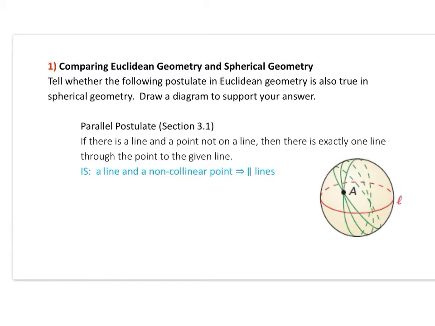Alright, let's take a look at example 1, where we're going to compare Euclidean to spherical geometry. We're going to tell whether the following postulate in Euclidean geometry is also true in spherical geometry. Drawing a diagram to support your answer will be helpful. It says that if there's a line and a point not on the line, then there is exactly one line through the point parallel to the given line. In other words, our implied statement that we learned back in section 3.1 was that a line and a non-collinear point implies parallel lines. So here's a great illustration to support understanding whether this postulate would be true in spherical geometry.